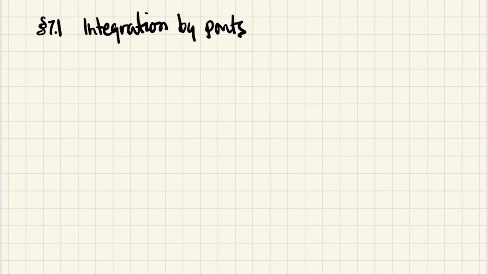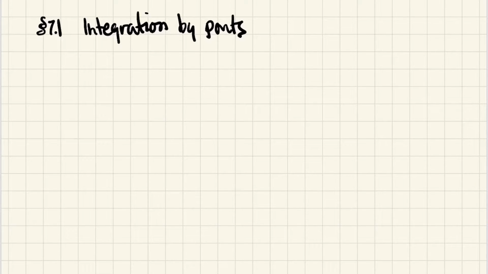Okay, so here we begin Chapter 7. Chapter 7 is on a bunch of different techniques of integration. So when we're on the other side of Chapter 7, we'll be able to integrate a huge variety of functions that are currently inaccessible to us.